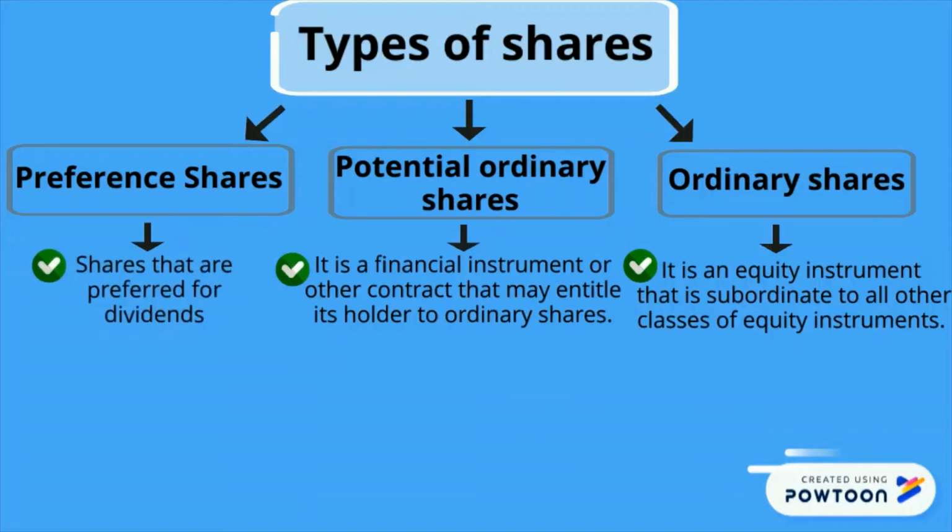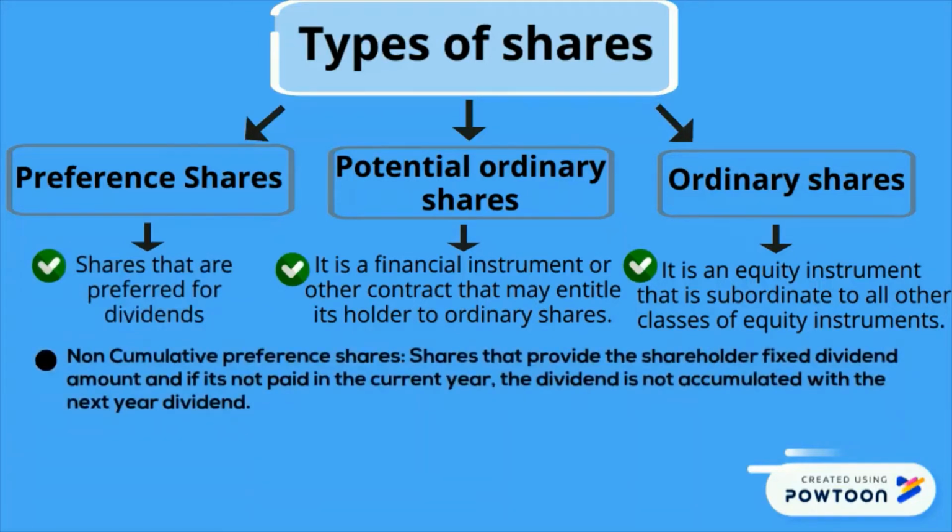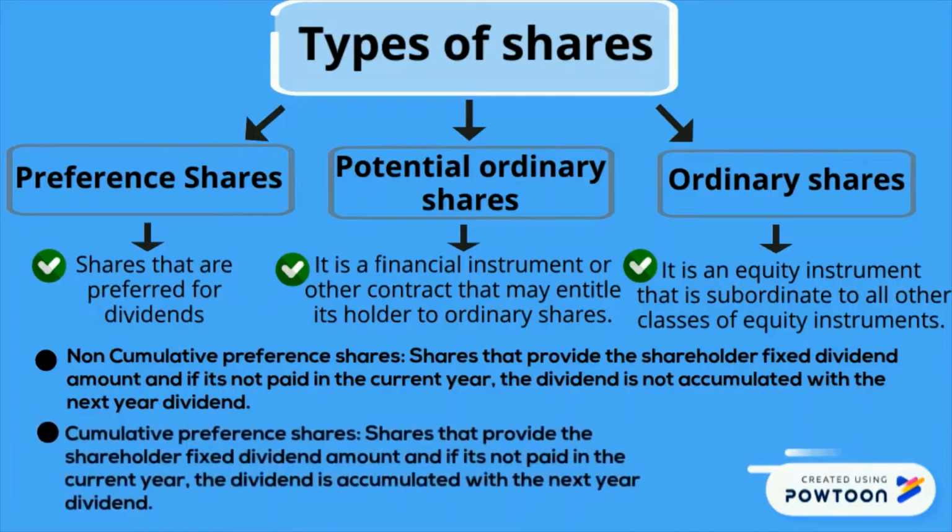Preference shares can be divided into two subcategories. Non-cumulative preference shares provide shareholders with fixed dividends, and they are not accumulated with the next year's dividend if they are not paid in the current year. Cumulative preference shares are shares that also provide shareholders with a fixed dividend, and if it isn't paid in the current year, it is accumulated and paid with the next year's dividend.